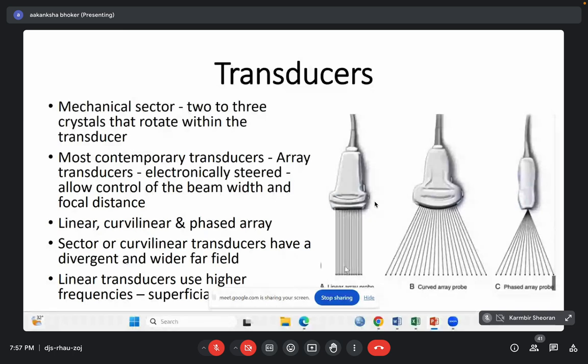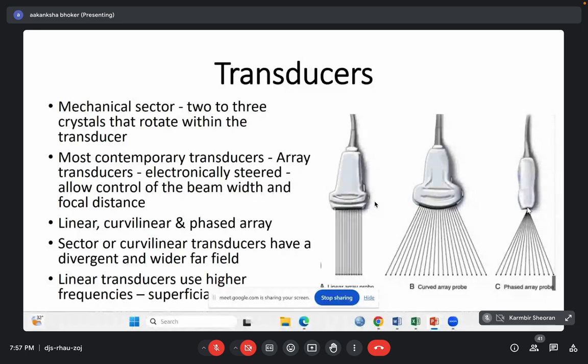So we can see it is producing a rectangular beam. सारी के सारी जितने sound waves आ रहे हैं वो parallel आ रहे हैं. But in curved array and phased array, the beams are diverging when they go farther apart. The phased array transducers are mainly used for performing echocardiographic examination.